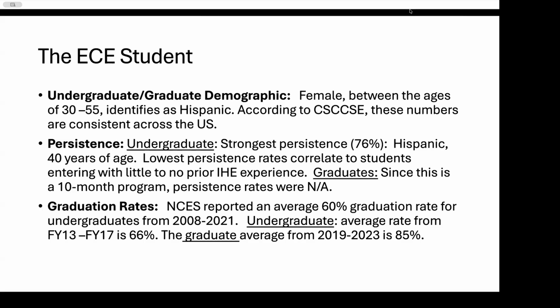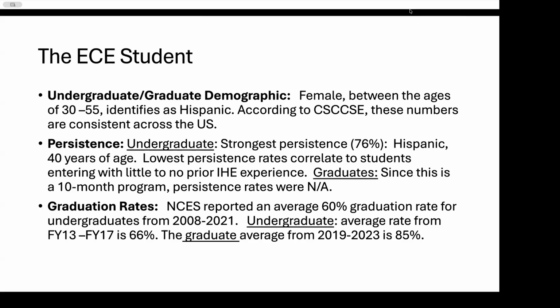For persistence, we look at how long they stay in the program and how well they do. For the undergraduates, the strongest group of persistence at 76% are Hispanics above 40 years of age. The lowest persistence rates correlate to students entering with little or no prior IHE experience. And that's something that we wanted to pay close attention to as we develop the program and as we look at next steps. For graduates, our graduate program, the MECE, is a 10-month program, so the persistence rates were not available because they tend to look at them as an annual program and they don't fit.